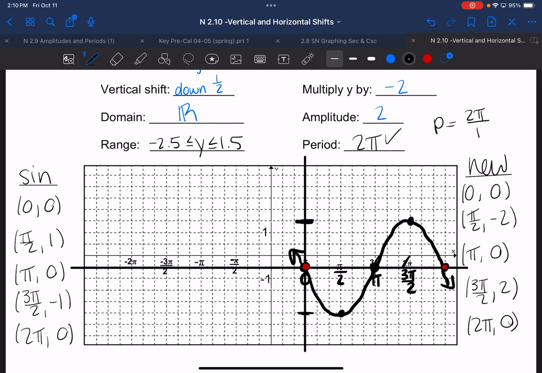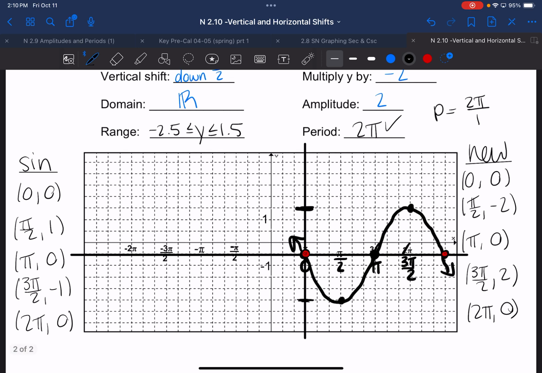All right. So now we know how not only to vertically or horizontally stretch and compress, multiplying by a and b, we also now know how to shift things vertically or horizontally as well.